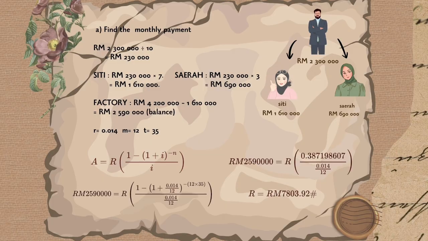Siti wants to take out a loan to pay for the rest of the factory, so we use the formula A equals R bracket 1 minus (1 plus i) in parentheses power of negative n divided by i bracket. And the answer of the monthly payment is Rm 7,803.92.